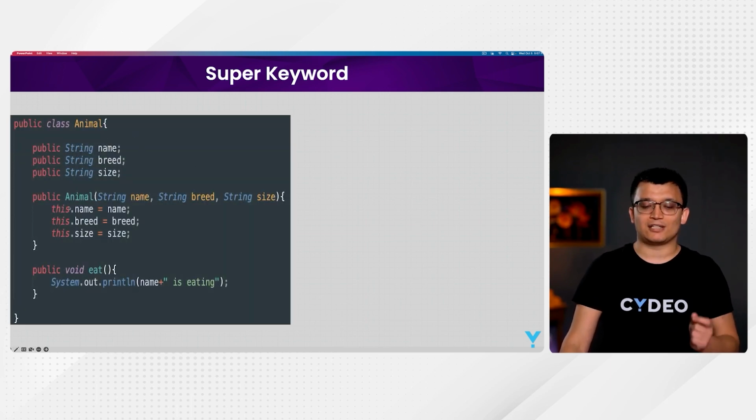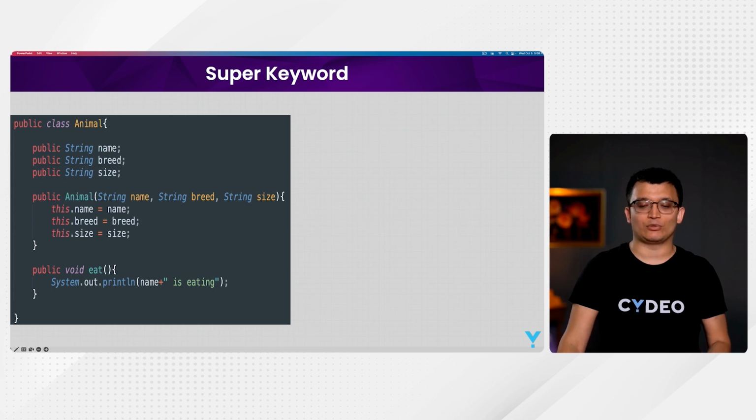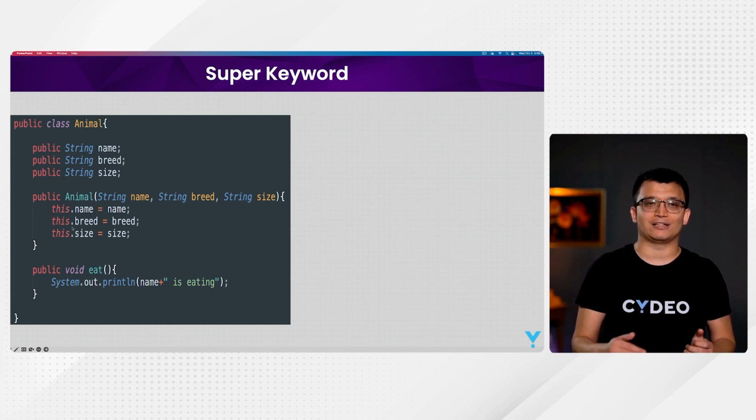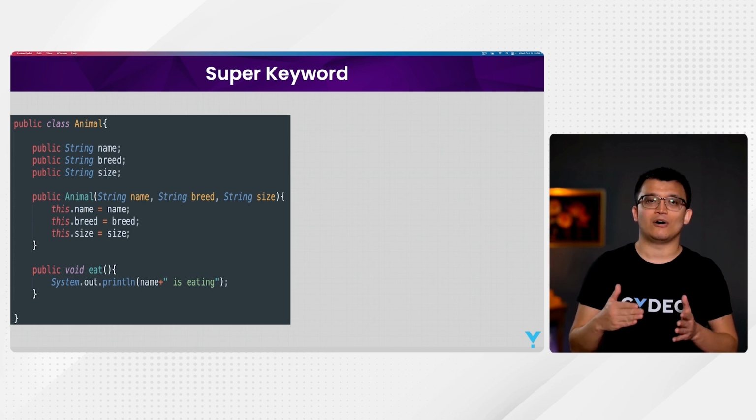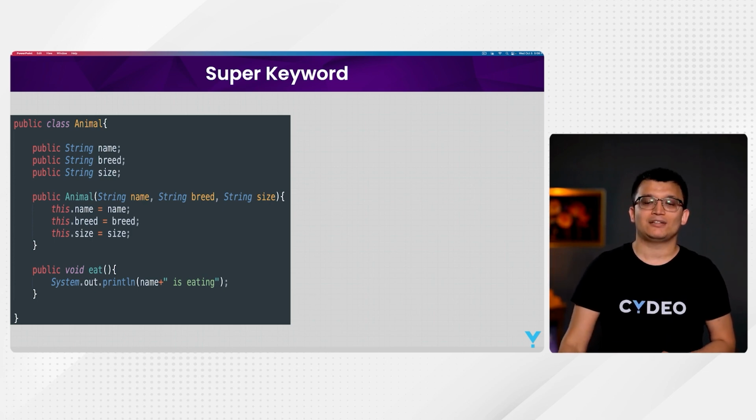Suppose that this is the animal class that we created, and we also added a constructor in order to be able to set all the instances of the animal. That way, whenever the animal object is created, all the instances will be set as well: the name, breed, size, all of that. And this animal class right now is the parent class.